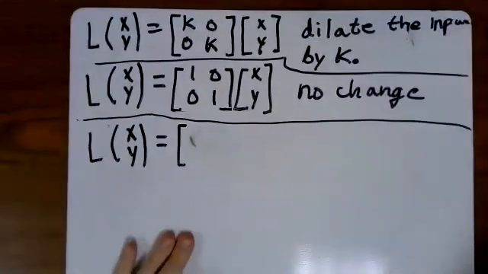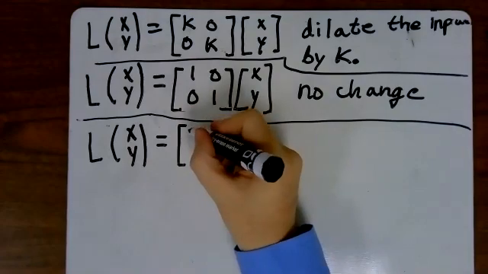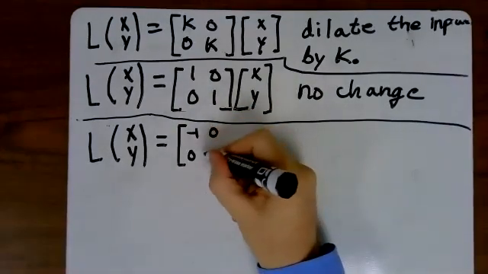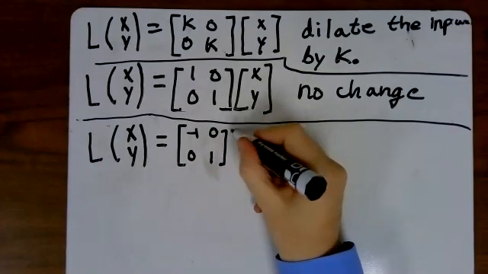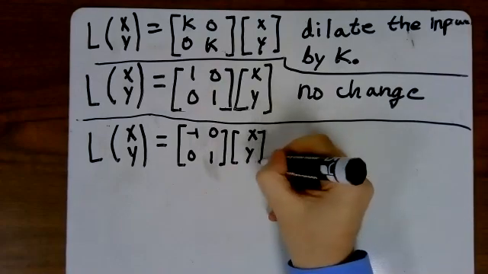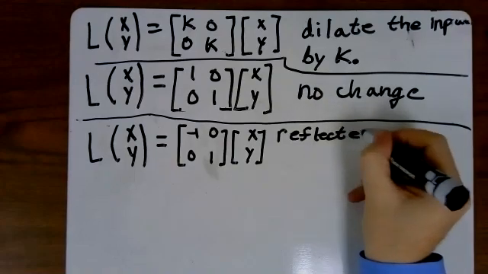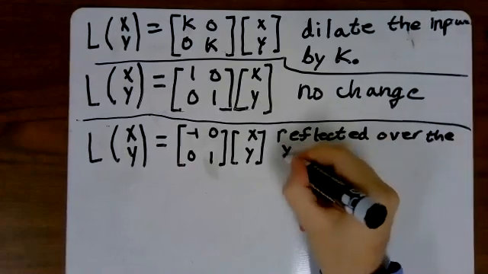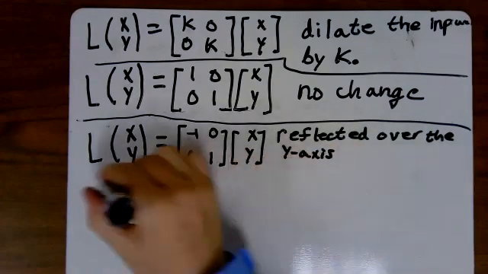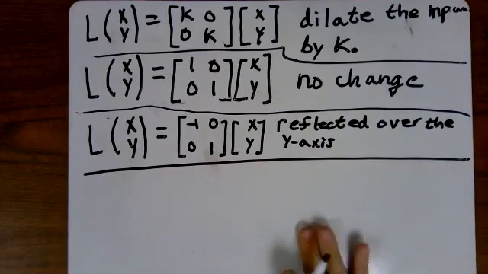No yelling yet. Okay, so let's add that transformation to our list. Negative 1, 0, 0, positive 1 times xy. This reflected over the y-axis. Or imaginary, if you prefer.